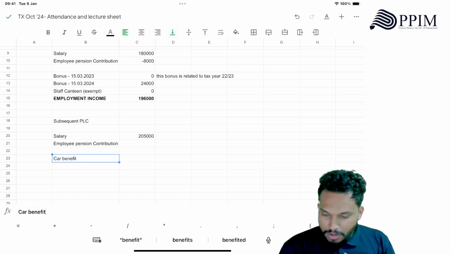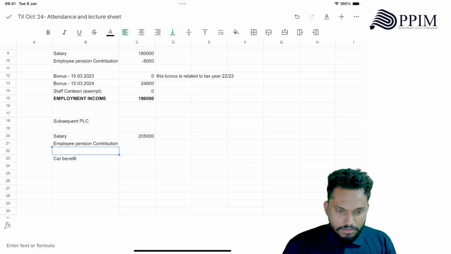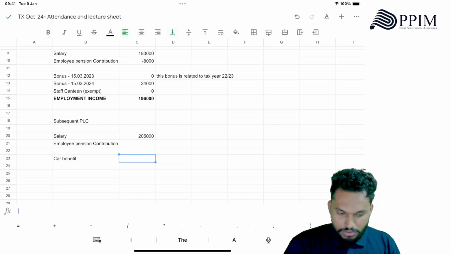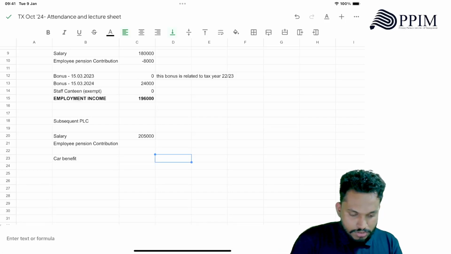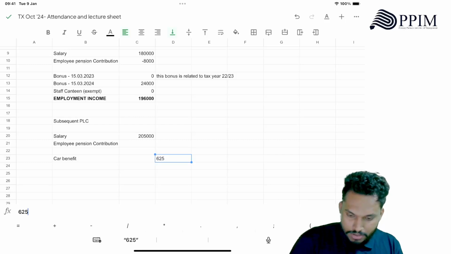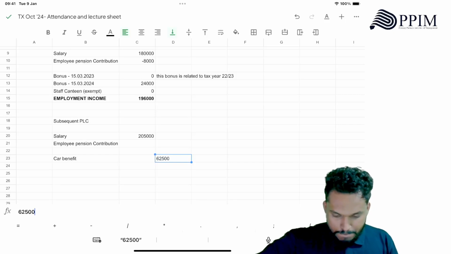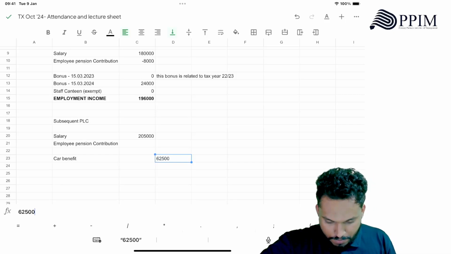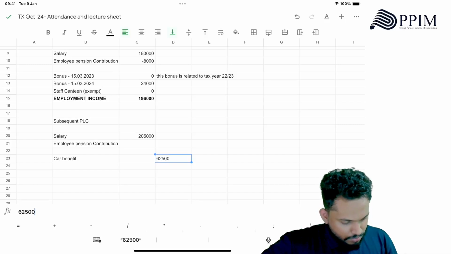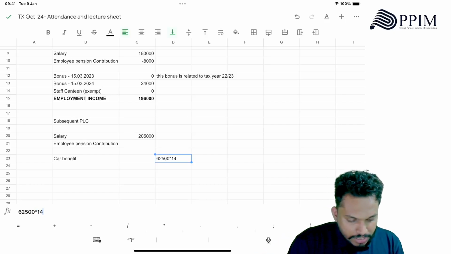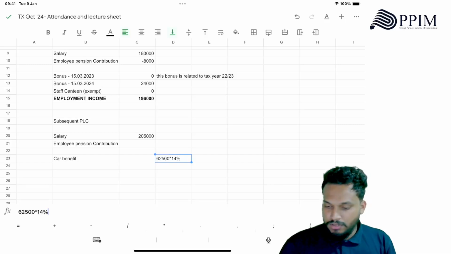So to calculate the car benefit, I'll show the calculations also to you. You need to take 62,500 into 14%. How many percent? 14%.